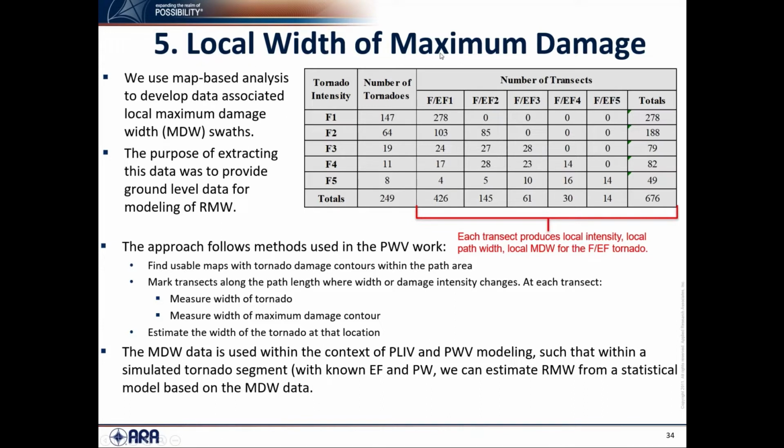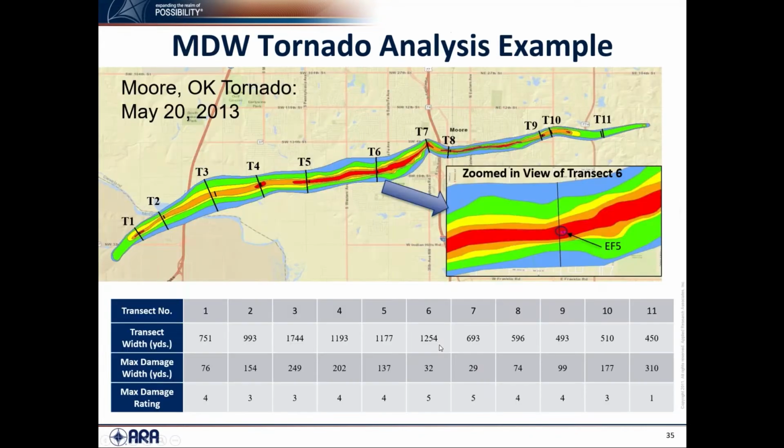We also looked at the local maximum width of the damage, to get a maximum damage width swath. Again, we're trying to understand the size effects, because all we have in the actual official database is a start point and an end point. Sometimes those are even the same. So we're trying to understand how the wind speed varies on average over each one of these tornadoes, and what the range of those is.